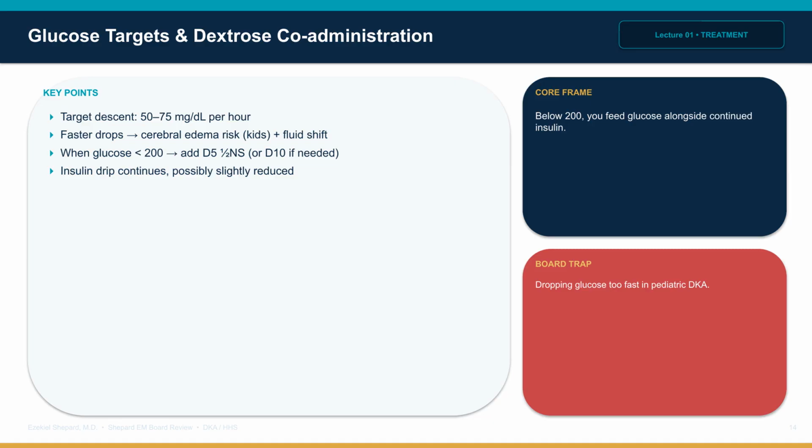Faster drops increase cerebral edema risk, especially in children, and shift fluid into cells. When glucose drops below 200 milligrams per deciliter, add the dextrose-containing fluids. This is typically dextrose 5% and half normal saline, or dextrose 10% if needed. The insulin drip continues at the same or slightly reduced rate. The board concept is that the insulin drip is for the gap, not the glucose. Once glucose is below 200, you keep the insulin going by feeding glucose alongside it.